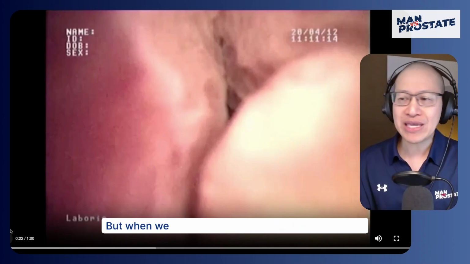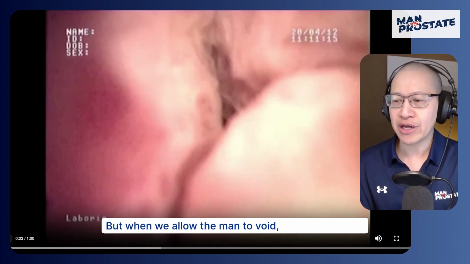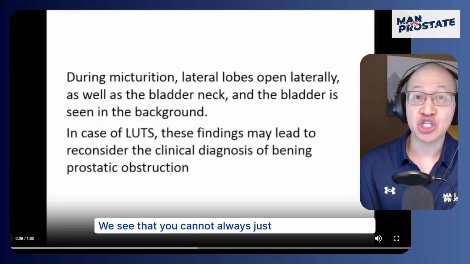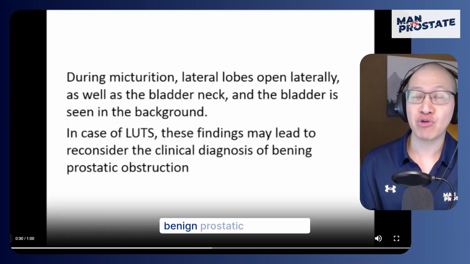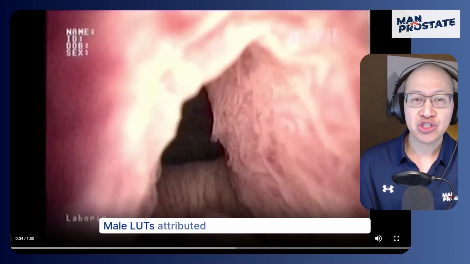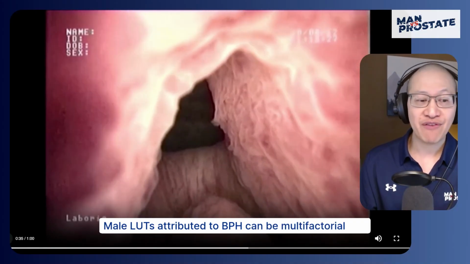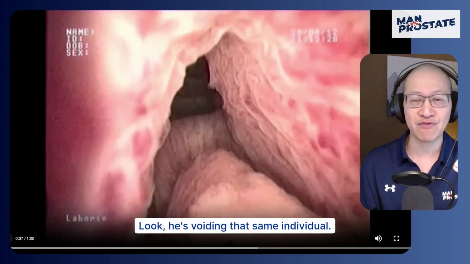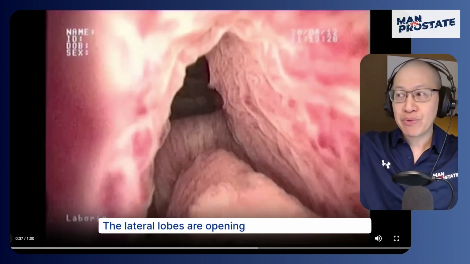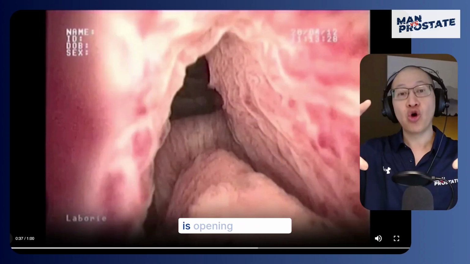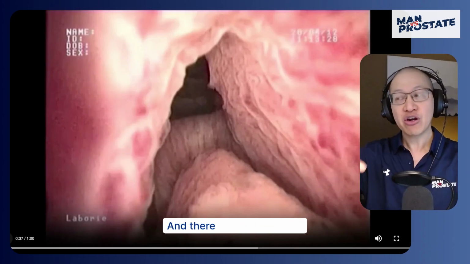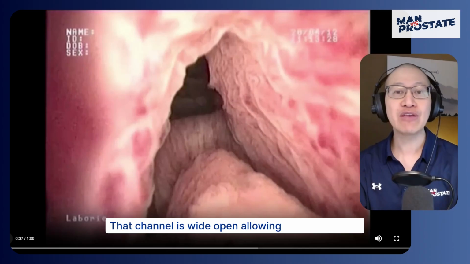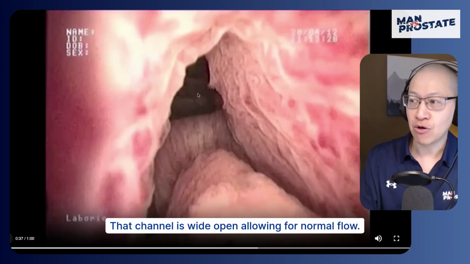But when we allow the man to void, what do we see? We see that you cannot always just assume that there's benign prostatic obstruction. Male LUTS attributed to BPH can be multifactorial, and you can see it here now. Look, he's voiding, that same individual. The lateral lobes are opening up, and the bladder neck is opening up as well. And there is a straight shot. That channel is wide open, allowing for normal flow.